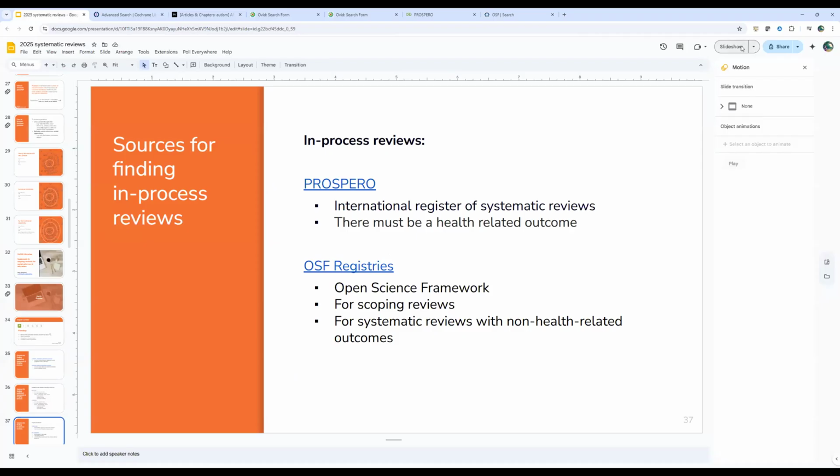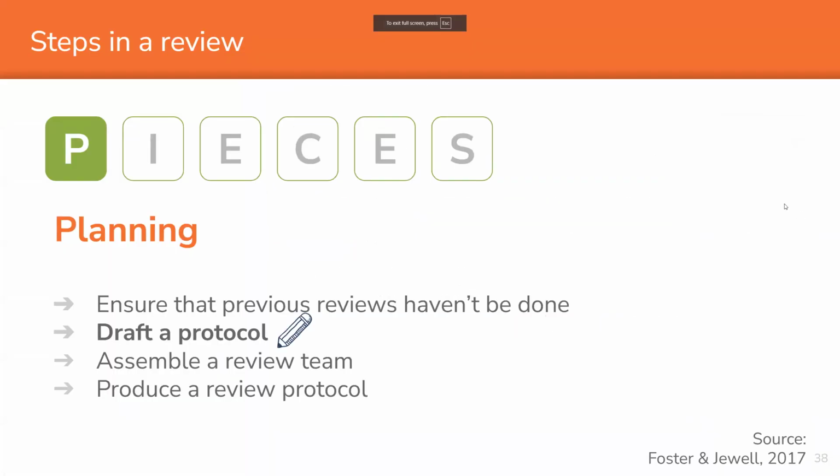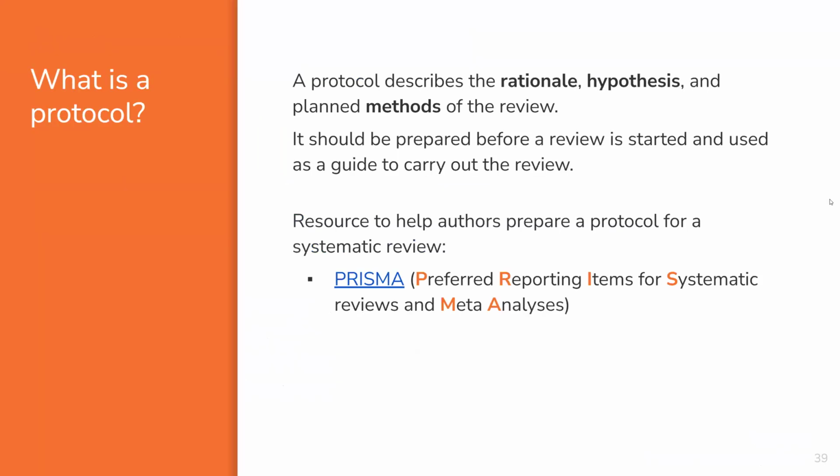So the next step in the process is for you to draft a protocol. So let's say you haven't found anyone else who has published or is currently working on your topic. So what is a protocol? A systematic review protocol describes the rationale, hypothesis, and planned methods of your review. It could be a scoping review or systematic review.